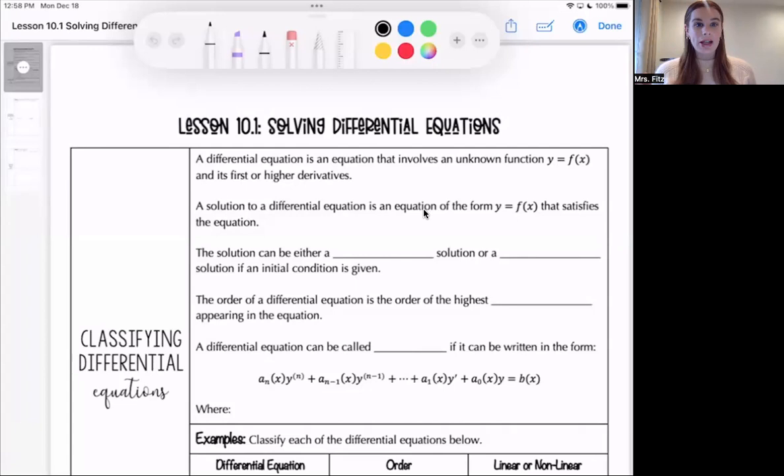All right, so let's jump right into it. We have the definition of a differential equation: it is essentially an equation that involves an unknown function, y equals f of x, and its first or higher derivatives. A solution to a differential equation is an equation of the form y equals f of x that satisfies the equation. The solution can either be a general or a particular solution.